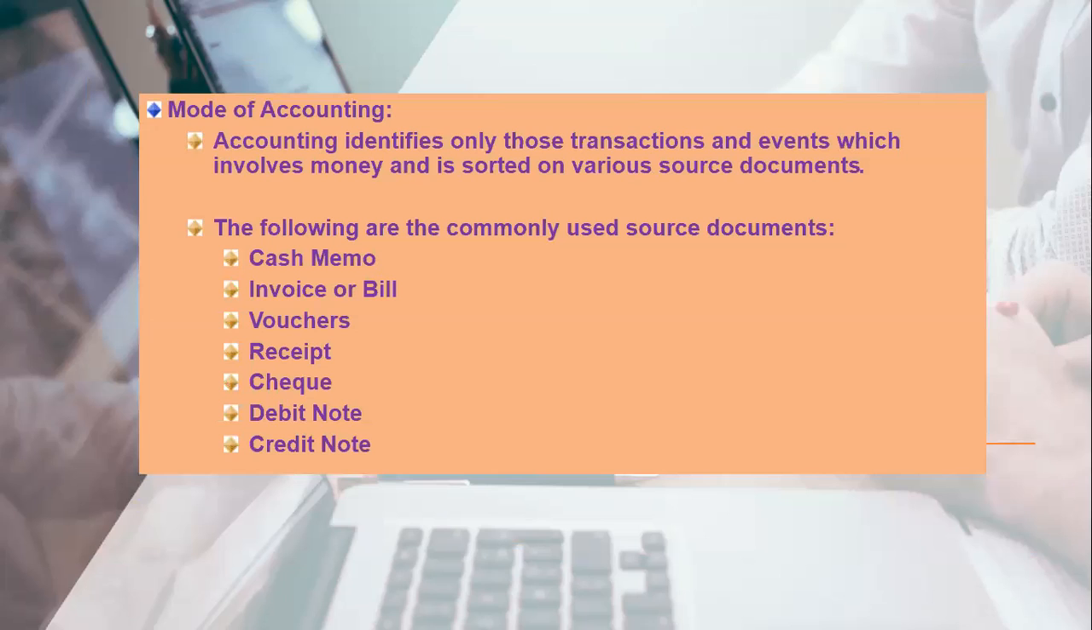Mode of accounting. Accounting identifies only those transactions and events which involve money and is supported by various source documents. All money transactions are recorded on a day-to-day basis, and to record this set of transactions, there are certain source documents which act as supporting documents. The following are the commonly used source documents: cash memo, invoice or bill, vouchers, receipt, check, debit note, credit note. We'll see them one by one.